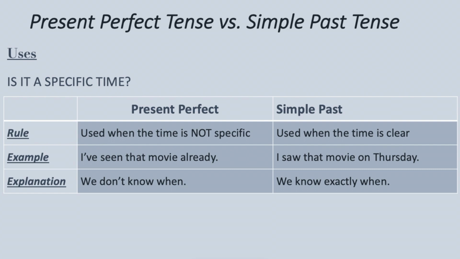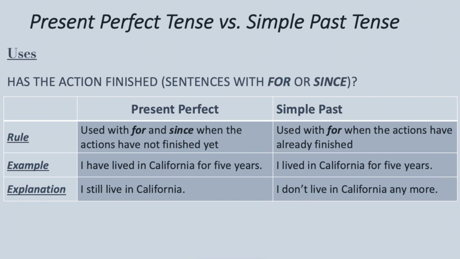The last question is almost like the first one. Has the action finished? This is for sentences with for or since. In the present perfect, we use for and since when the actions haven't finished. For example, I have lived in California for 5 years. I've actually lived in California for more than 30 years, but let's just go with the sentence. When I say I've lived in California for 5 years, it means I still live here. But if I say I lived in California for 5 years, which is using the simple past, it means I don't live in California anymore.